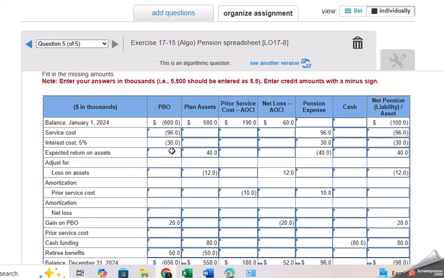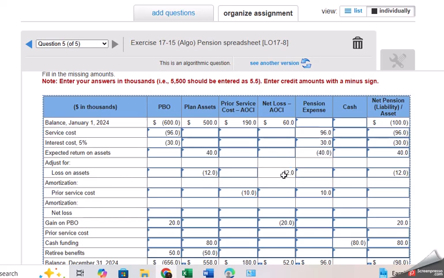Interest cost is going to do the same thing. So it's going to increase your pension benefit obligation, which is increasing that net pension liability, and then increasing your pension expense. Your expected return on assets is going to decrease your pension expense. And it's also going to decrease your net pension liability and then increase your plan assets because it's money coming in. Then if we had a loss on those assets, it's going to decrease our plan assets.